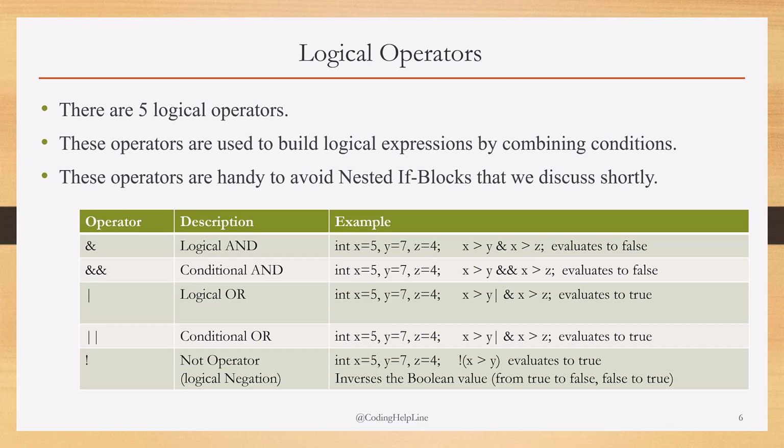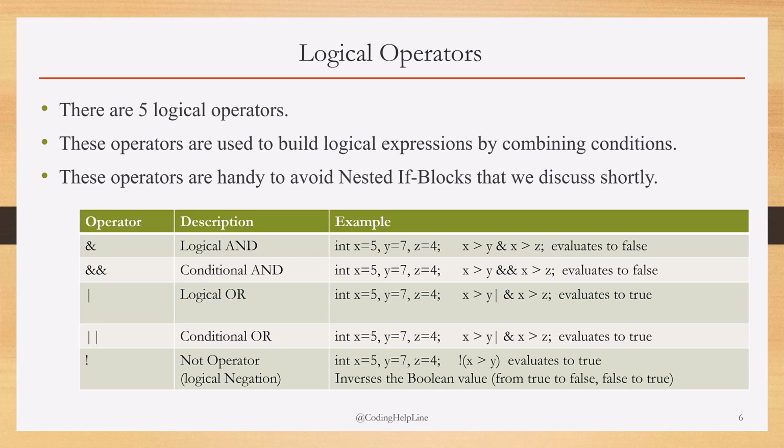So the logical AND operator and the conditional AND operator, their result is the same, but their processing is different. For example, logical AND combines two conditions. We are comparing x is greater than y and x is greater than z. Conditional AND does the same thing, but there is a fundamental difference between logical AND and conditional AND operator. In the logical AND case, both the conditions are evaluated, no matter whether the first one is true or false.